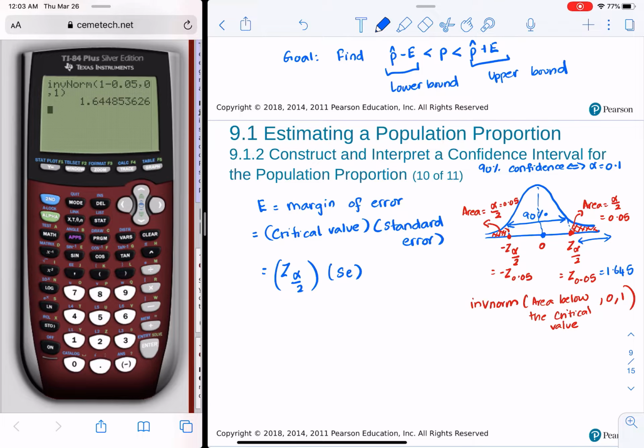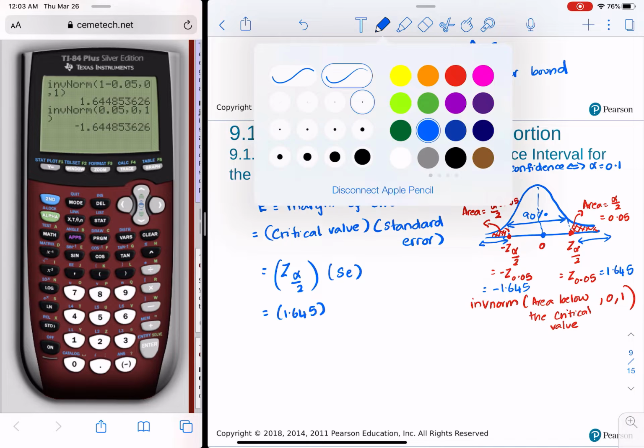We end up getting 1.645. If we try it on the other side, where the area is 0.05, second vars option number 3, 0.05, comma, 0, comma, 1, we end up getting negative 1.645. This is exactly what I meant when I said that if you find one critical value, you could find the other by simply multiplying it by negative 1. So we found the critical value, which is 1.645. The next step is to find the standard error.